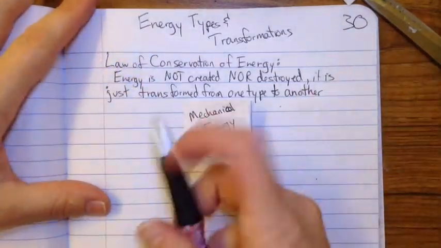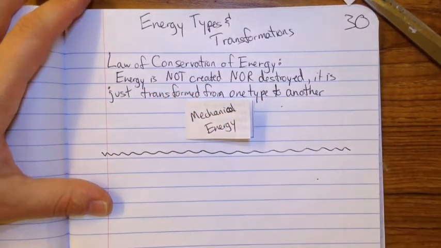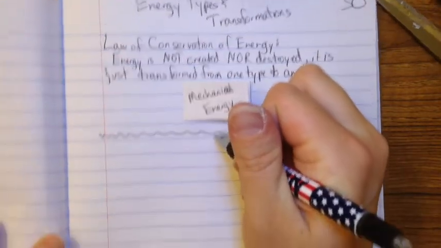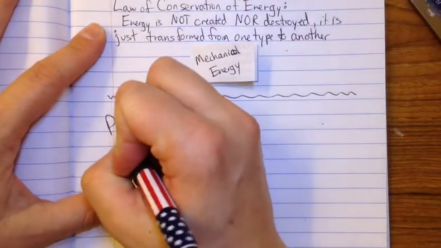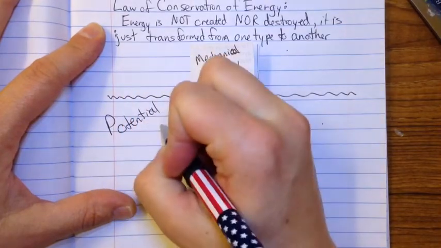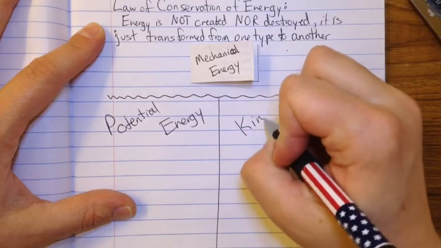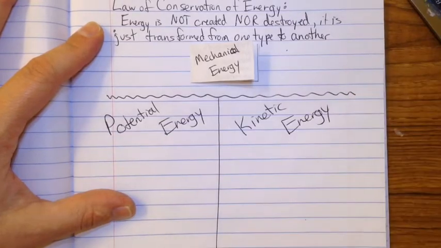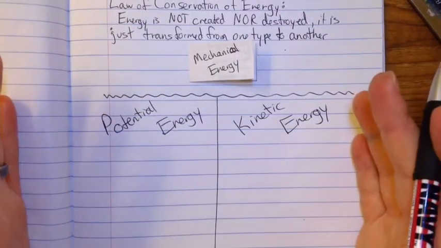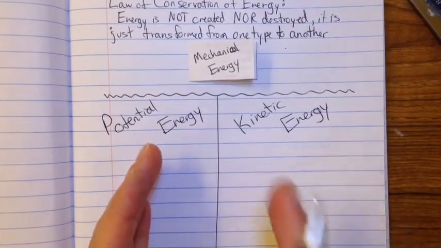Okay. Now draw a squiggly line across your notes. The remainder of the page we are going to divide right and left for a comparison, a T-chart comparison. On the left side, we're going to write potential energy. On the right, we're going to put kinetic energy. All types of energy can fit into one of these two categories, either potential energy or kinetic energy.